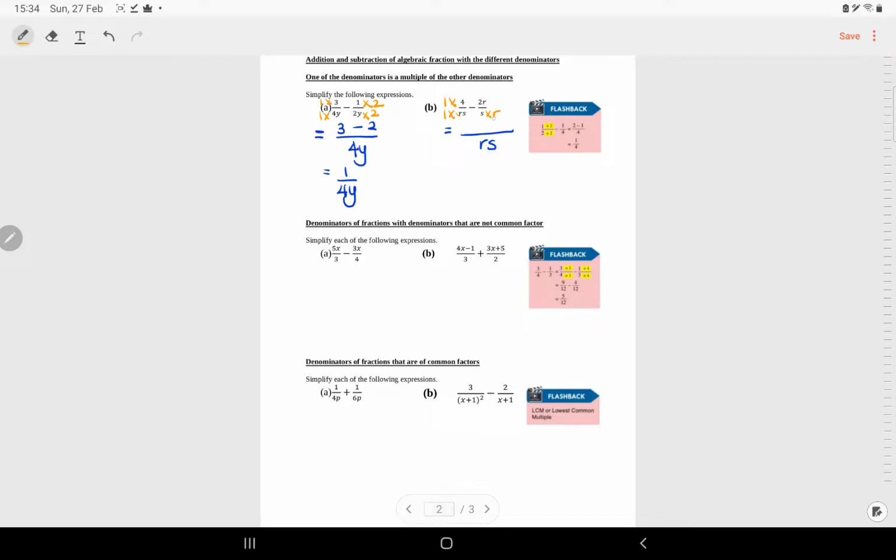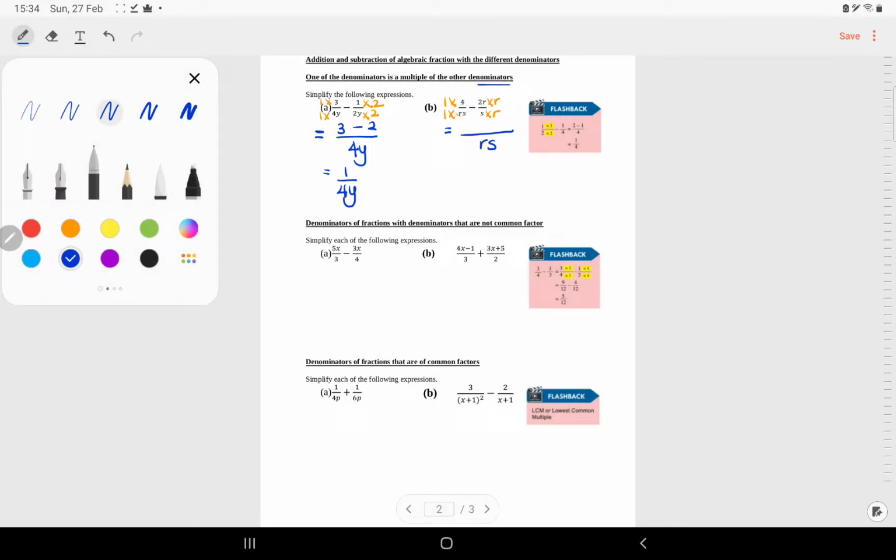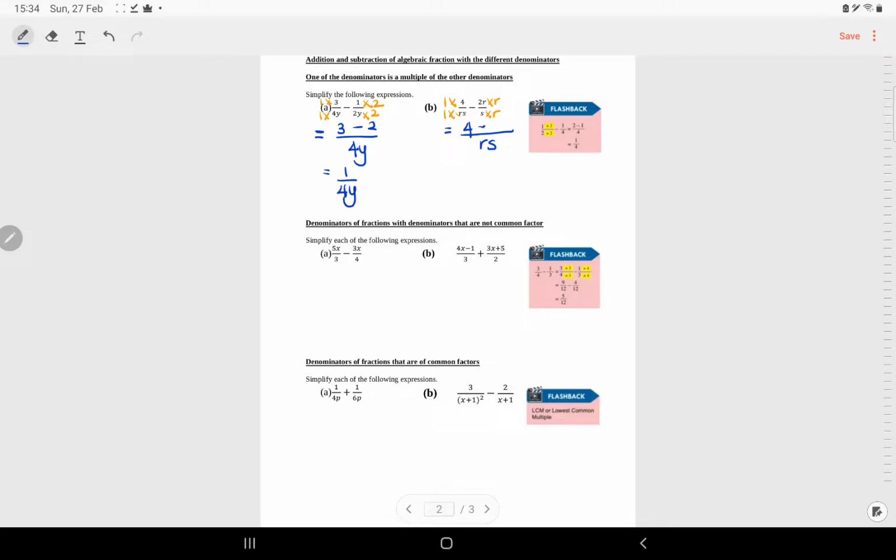If I multiply by r in the denominator, the numerator also multiplies by r, and that will give me 1 times 4 is 4 minus 2r times r, that is 2r squared. Simplify it. Notice that 4 and 2 have a common factor, so I can take that out, 2, leaving behind 2 minus r squared over rs. So that will be our simplified answer.